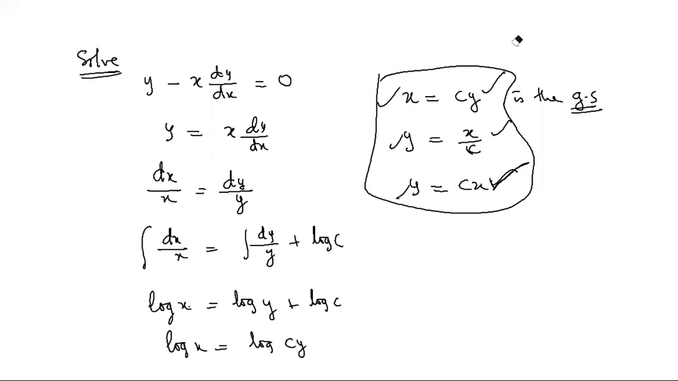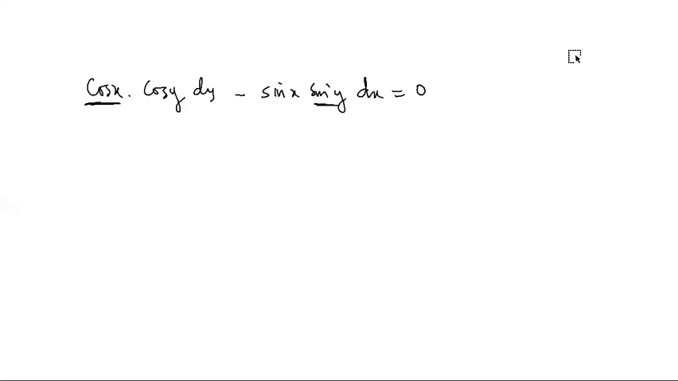Okay, let's do one more problem. sec square x into tan y dx, no dy, only they are split and given. Plus sec square y into tan x dy equal to 0. I would like you to try. Last time for me.